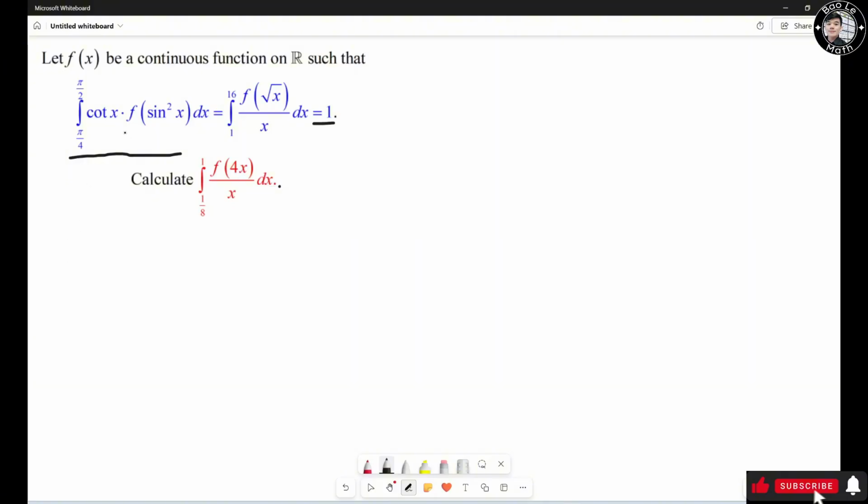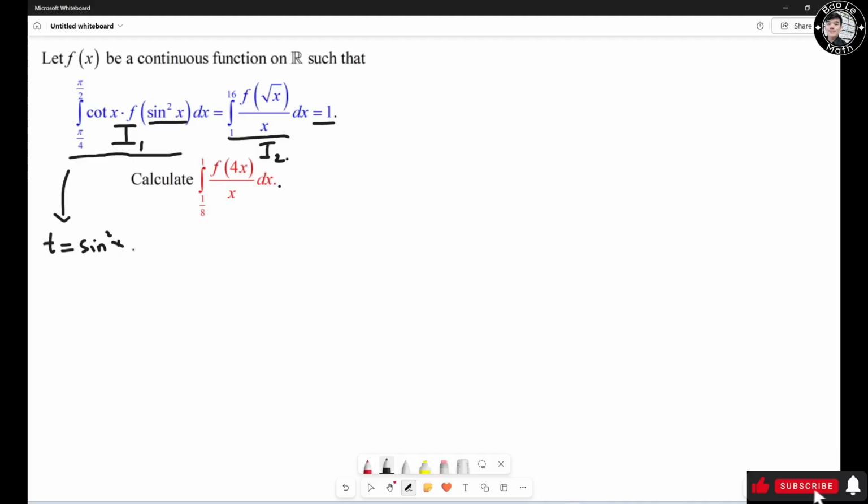I'm going to let this one be I1 and this one be I2. Now I need to calculate I1 first. In order to calculate I1, I need to use substitution. So I need to remove this by letting t equal sine square of s.